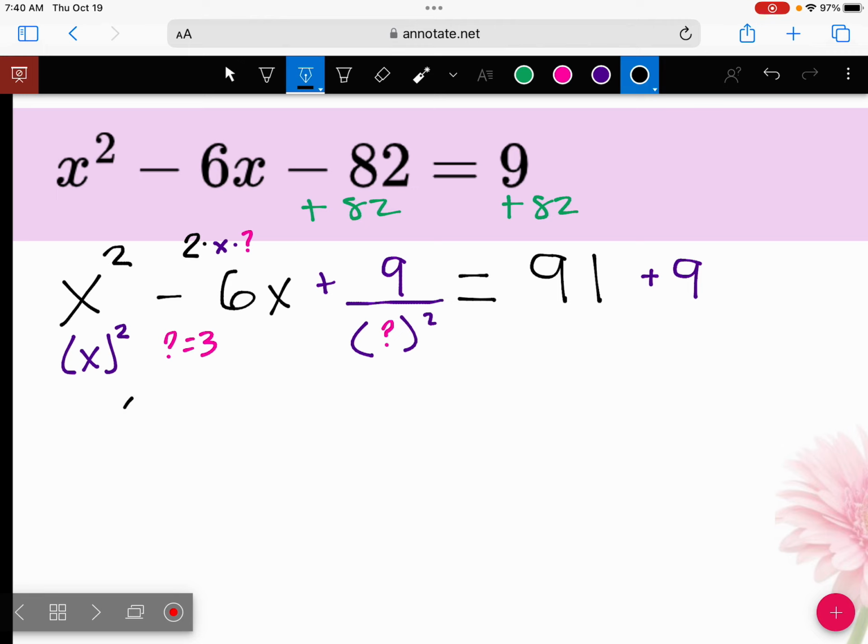The reason we want to do that is because now I know my left-hand side is that perfect square trinomial. We can solve it with square roots like we did in the bell work. So I can put this as my x in the front. It's always going to be question mark that goes in the back, so that's kind of cool. And it's going to use this sign, -3. Equals 91 plus 9 gives me 100.